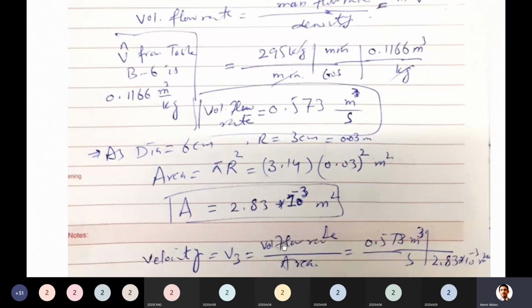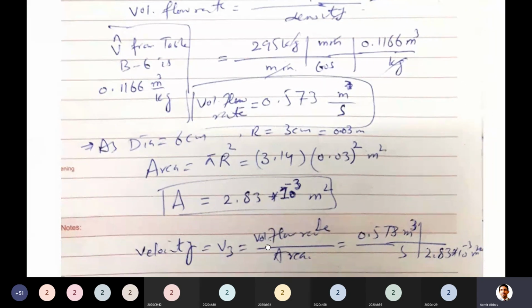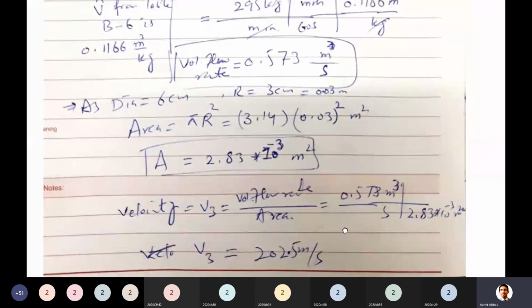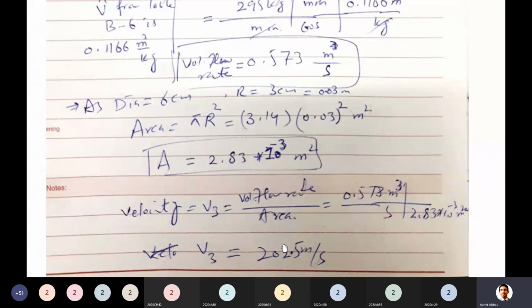Now you have both quantities, the volumetric flow rate as well as the area. So I think you can find the velocity. Can you? Yes, sir. So that's good. Here just put the values and simplify it, and the velocity of this stream is just 202.5 meter per second.